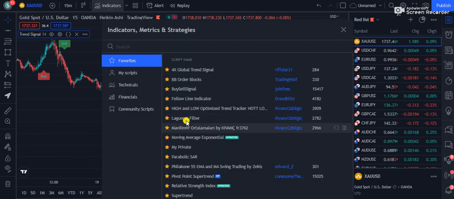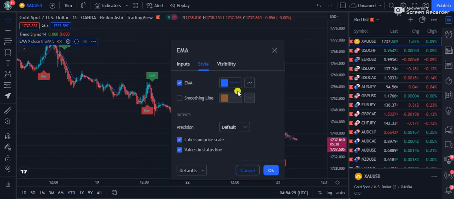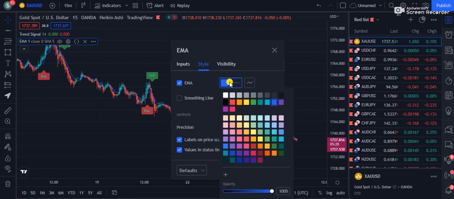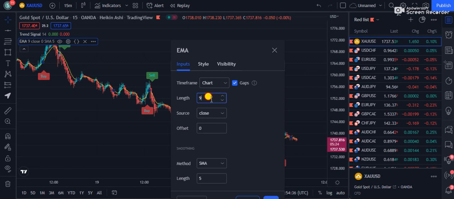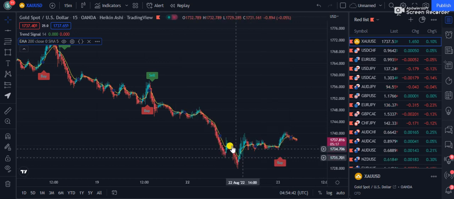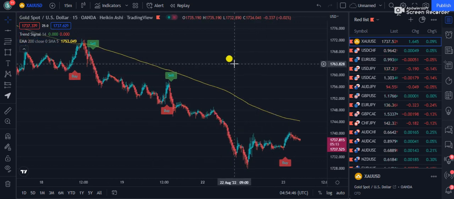Okay, the second indicator that we will be using is the exponential moving average. Now I'm going to the settings of the EMA, and first of all I am giving it a yellow color, and then inside the inputs you can see a length of 9. I want to change it to 200, right? The setup is pretty ready to trade right now. Okay, now you can see that we have a very beautiful setup, right?